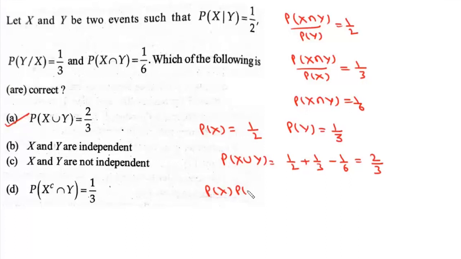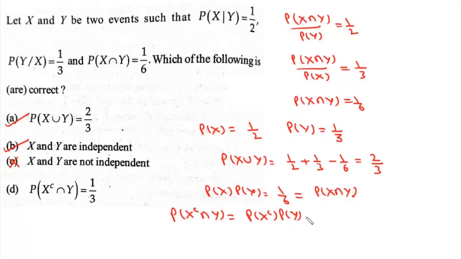Now P(X) into P(Y), this is 1 by 6, which is same as P(X intersection Y). That means X and Y are independent, and if they are independent, C is incorrect. Now we need to find probability of X complement intersection Y. Now since they are independent, we can write this as P(X complement) into P(Y). Now P(X complement) is 1 by 2 and P(Y) is 1 by 3. That means this option D is also incorrect. So the correct options are A and B.